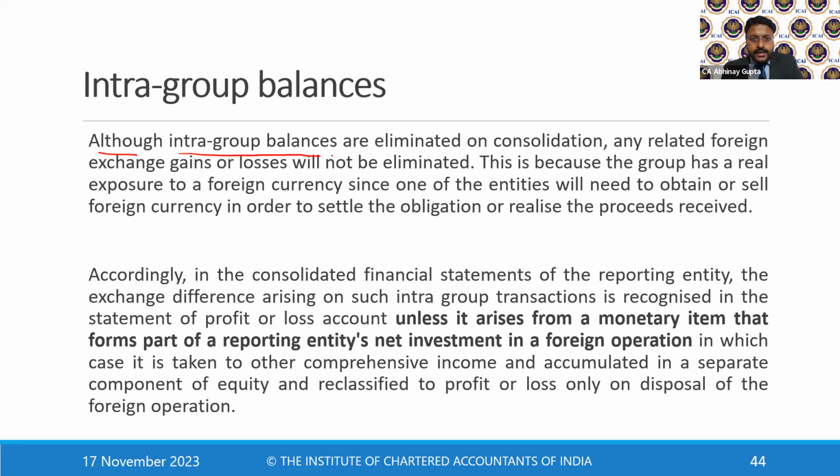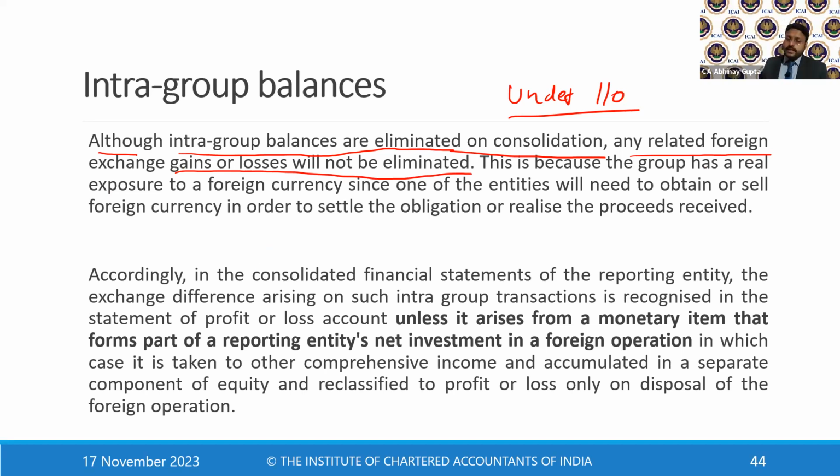Although intra-group balances are eliminated on consolidation under Ind AS 110, any related foreign exchange gain or loss will not be eliminated, right? So if the parent company is selling goods to the subsidiary company, while preparing the consolidated financial statements, the debtor in the parent and the creditor in the subsidiary, these balances will be eliminated or knocked off, right?